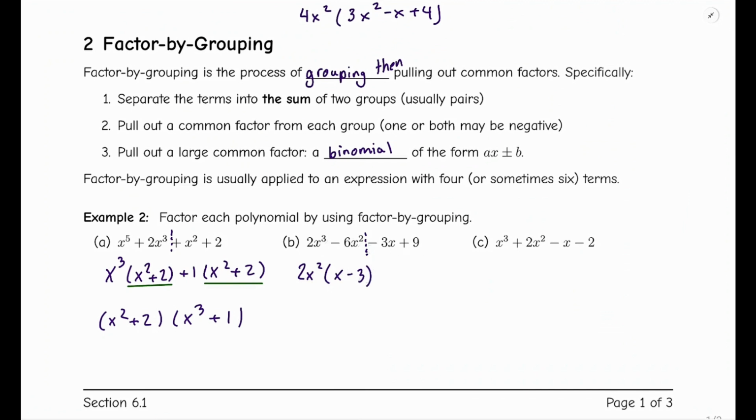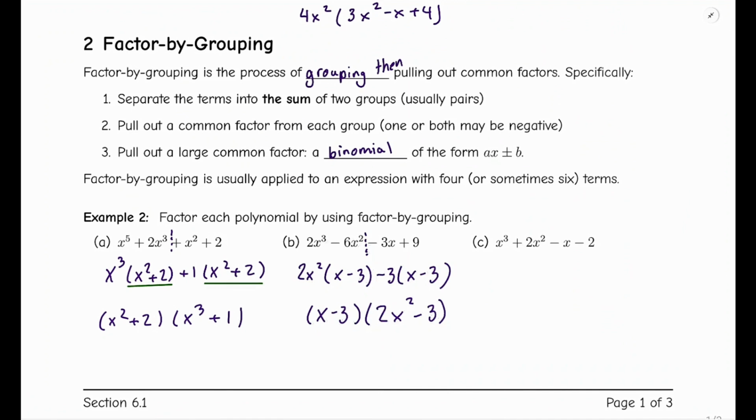Well, you might say they just have a 3 in common, but whenever you're factoring by grouping, whenever that first term is negative, you're going to factor that negative out as well. So instead of just factoring out a 3, I'm going to factor out a negative 3. And then it becomes x minus 3. The x minus 3's are in common now, and I get x minus 3 times 2x squared minus 3. And part B is done.